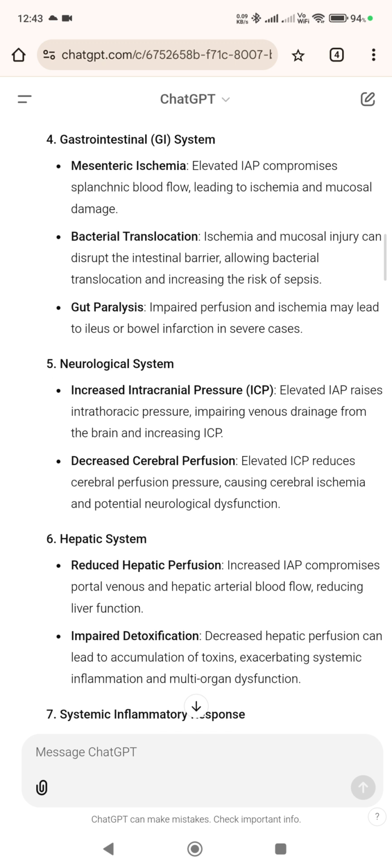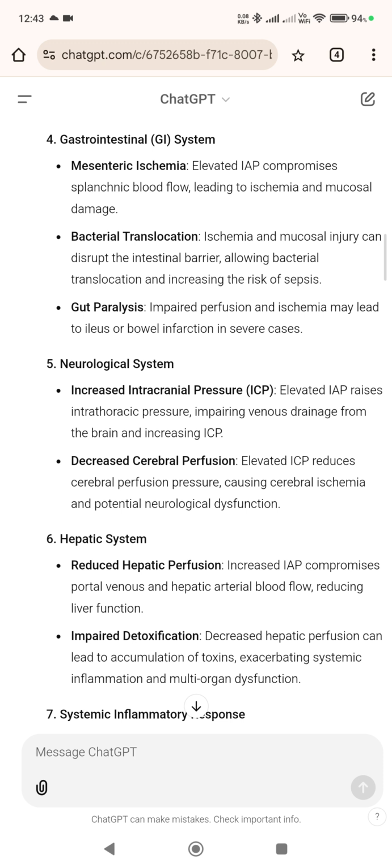Elevated IAP compromises splanchnic blood flow, leading to ischemia and mucosal damage. Bacterial translocation. Ischemia and mucosal injury can disrupt the intestinal barrier, allowing bacterial translocation and increasing the risk of sepsis. Gut paralysis. Impaired perfusion and ischemia may lead to ileus or bowel infarction in severe cases.